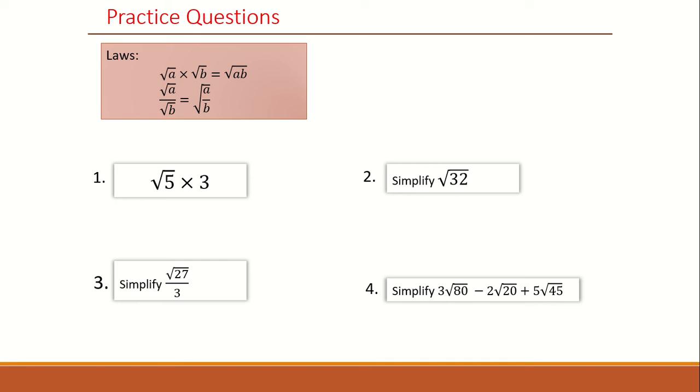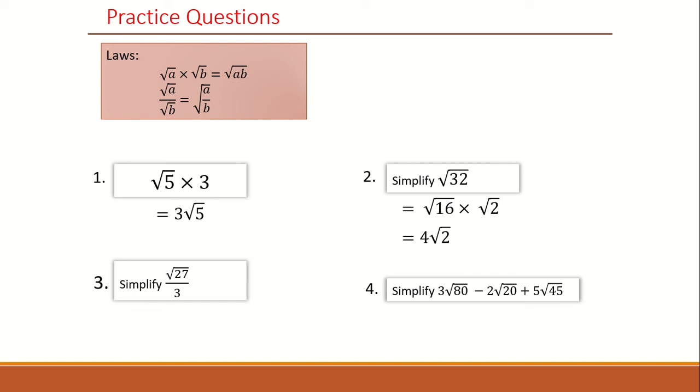So for question 1, root 5 times 3 should be fairly simple. It is 3 root 5. Question 2, root 32 should also be quite simple. So you find two numbers which multiply to give you 32. In this case it's 16 and 2. And 16 is a square number, so root 16 is 4. Therefore root 32 simplifies to 4 root 2.